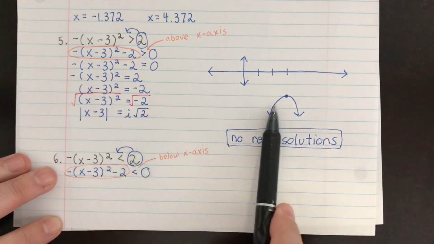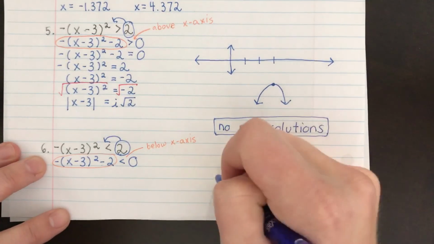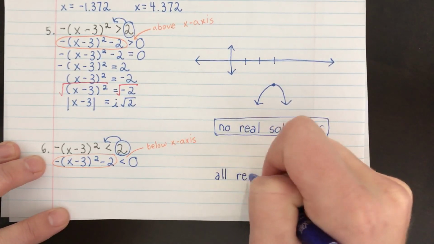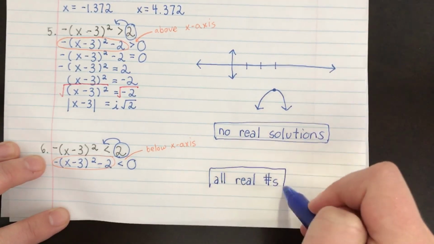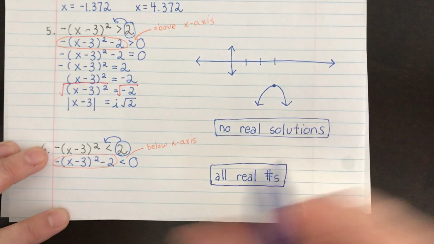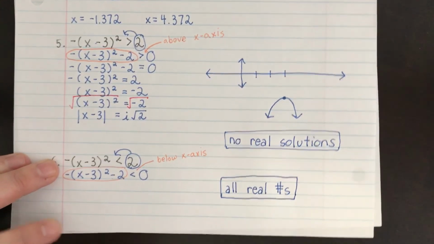And what would your answer be? Your answer for this exact same graph, when is this graph below the x-axis, would be all real numbers, because that graph would always be below the x-axis. So you have to pay attention to how the question is being asked.